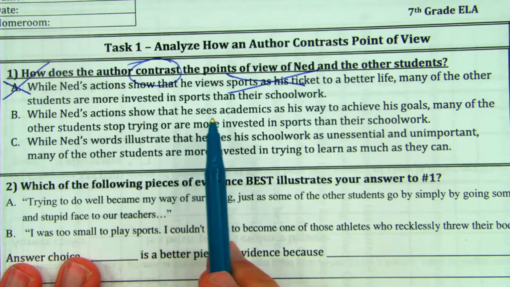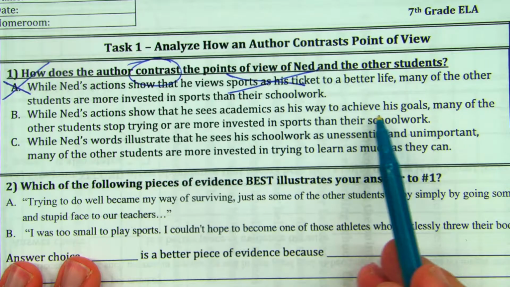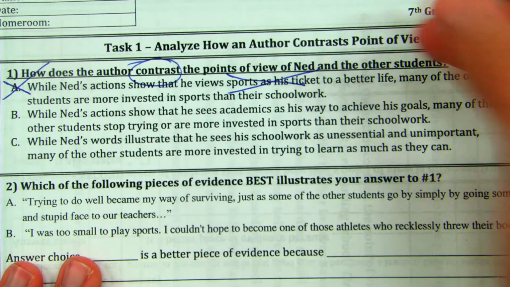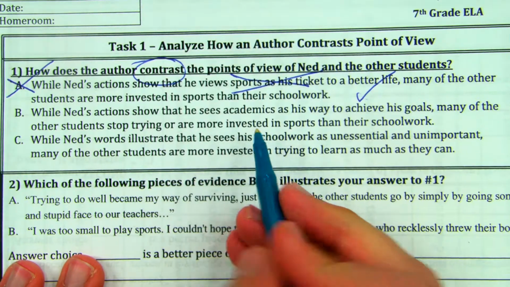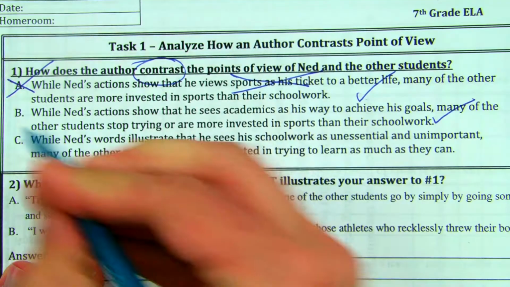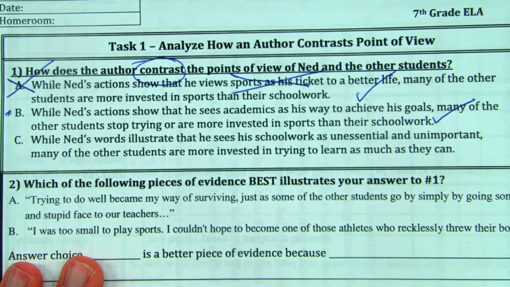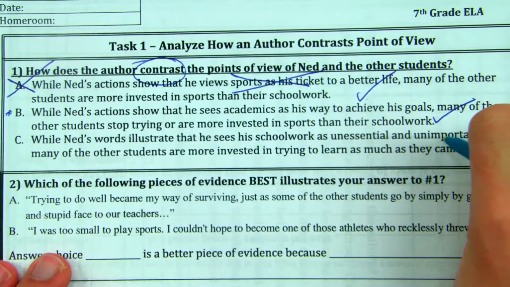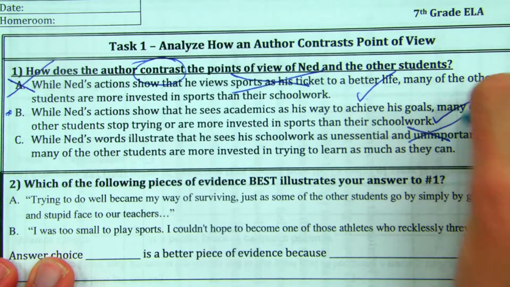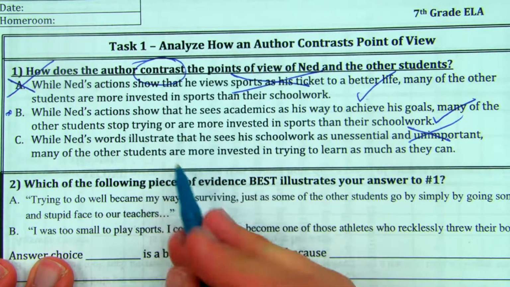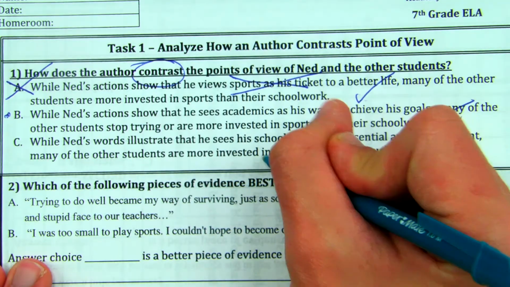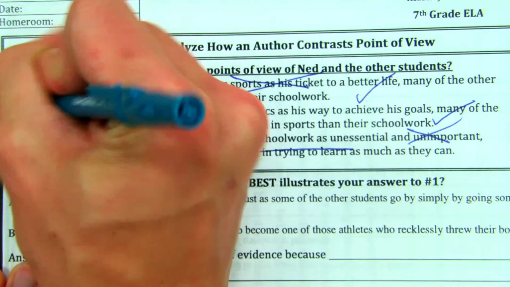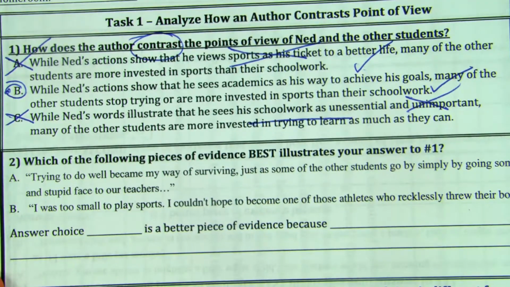B: While Ned's actions show that he sees academics as his way to achieve his goals, many of the other students stop trying or are more invested in sports than their homework. I know that part is true. B could be my answer. Let's check C. While Ned's words illustrate that he sees his schoolwork as unessential and unimportant, I don't think that's true. I remember in the text, Ned thought his schoolwork was important. Many other students are more invested in trying to learn. That's not true, so I'm going to cross out C. My correct answer was B.